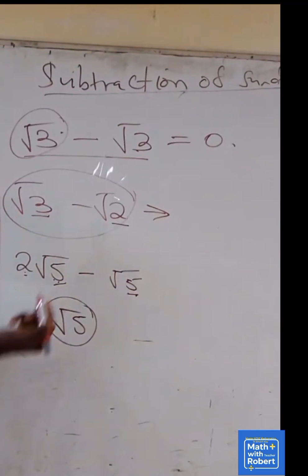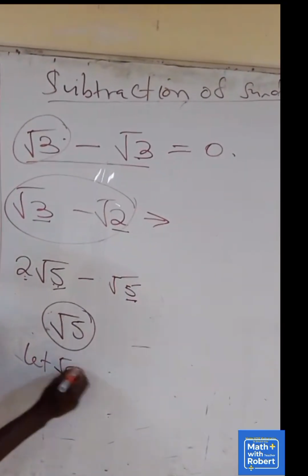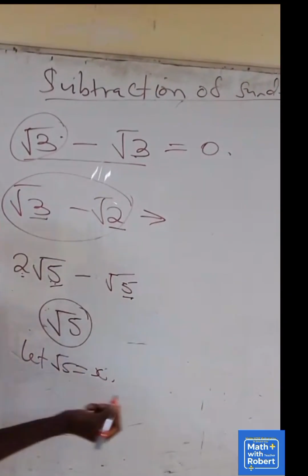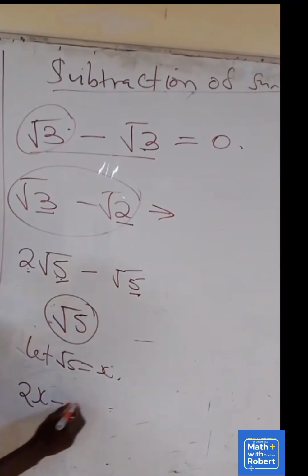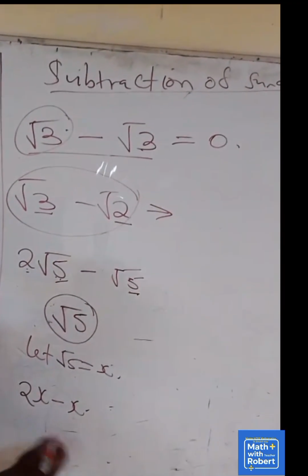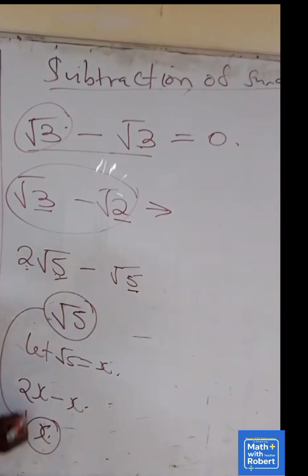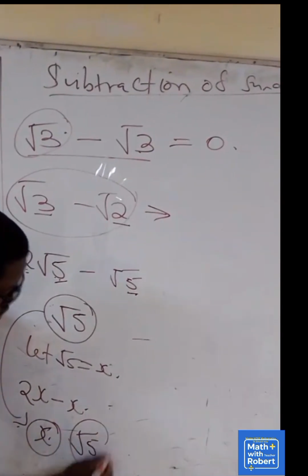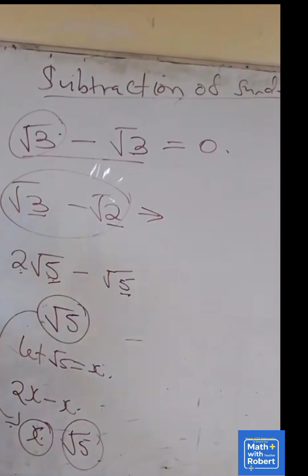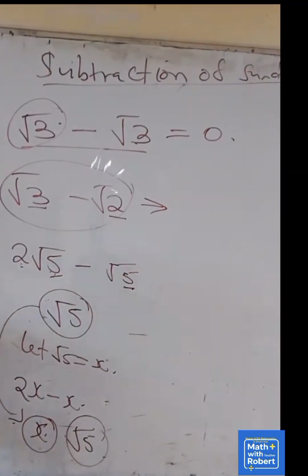You can do the same as we did in the addition. You say let Surd 5 be unknown. So you replace, that is 2x minus x. Then you remain with x. So if this is x, then you replace. The answer will be Surd 5. So it is your choice how you will work out. If you get this one, well and good. If you understand this one, better for you.